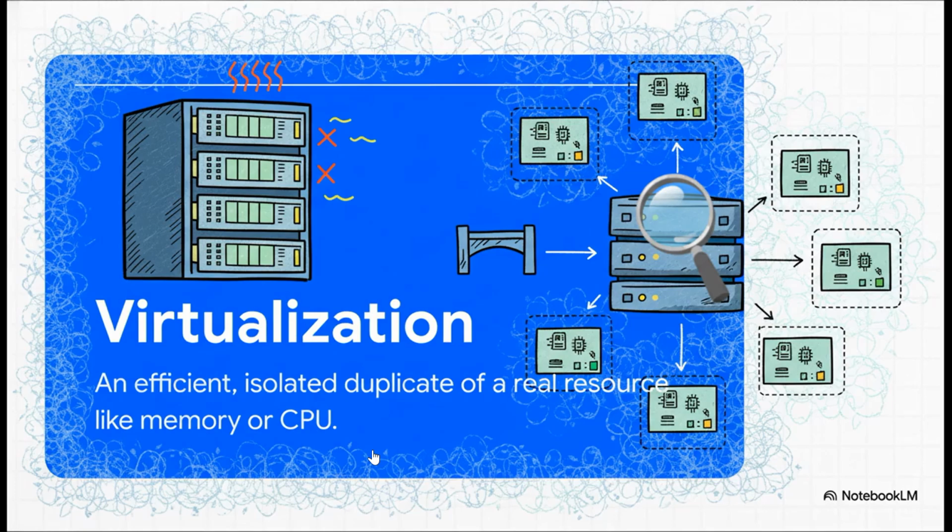Dedicating a whole physical server to just one app is literally throwing money away. The answer here is virtualization. It's the creation of an efficient, isolated duplicate of a real resource, whether that's a processor, memory, disk, or even a whole network. The brilliant part is that to the program running on it, the virtual duplicate behaves exactly like the real hardware. It allows us to multiplex resources, meaning we can run multiple, entirely isolated virtual machines on a single physical host. This dramatically skyrockets our server utilization.